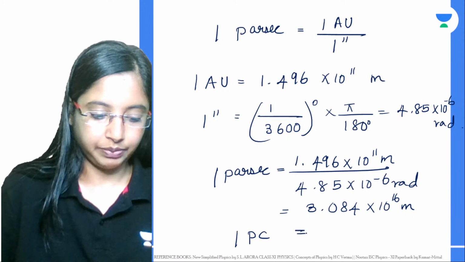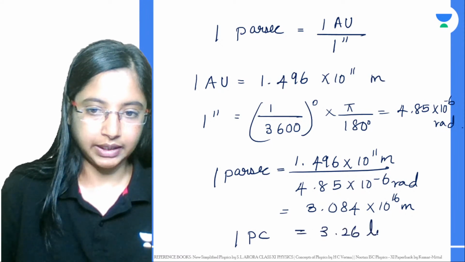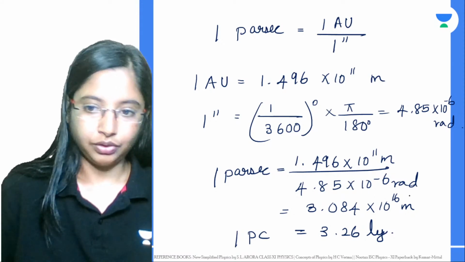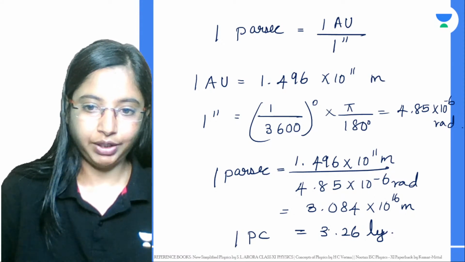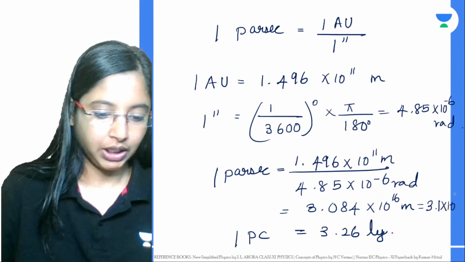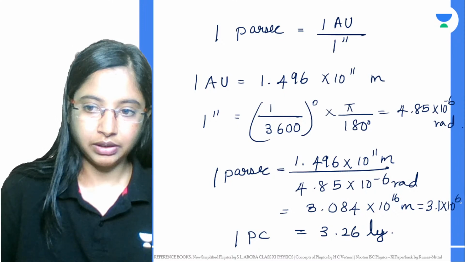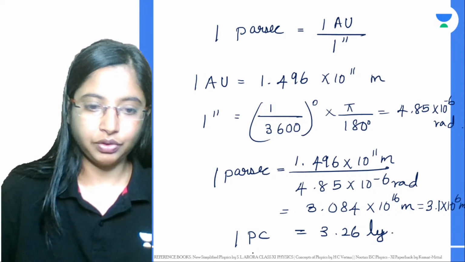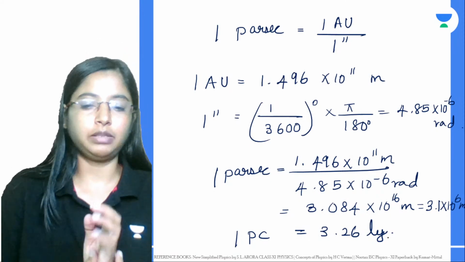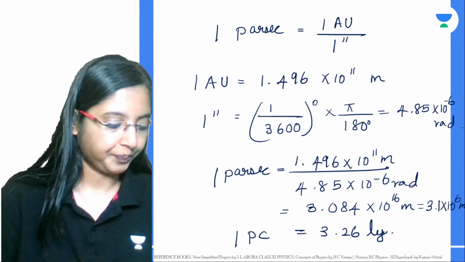And 1 parsec is basically 3.26 light years. In terms of meters, 1 parsec is 3.084 into 10 to the power of 16 meters, and the same thing in terms of light years is 3.26 light years.